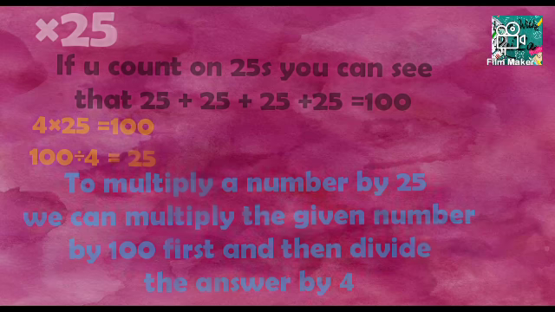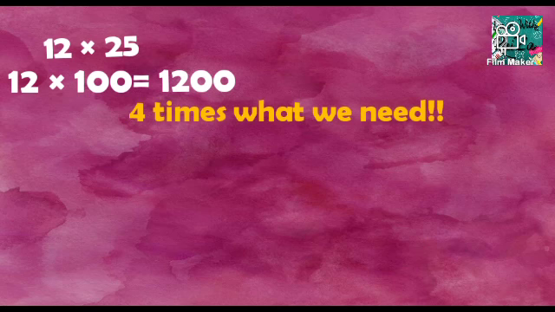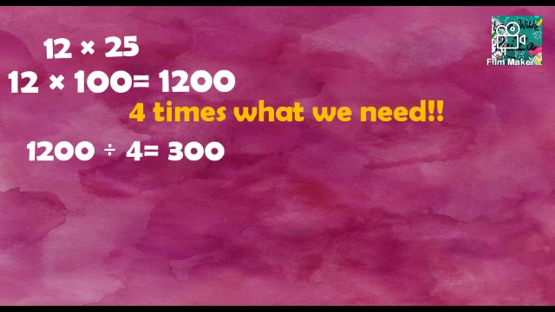So let's look at how to do it. I'm taking the example 12 by 25. They are asking us to multiply 12 by 25. As I told you, first multiply 12 by 100, because it's easy, right? Because 100 contains 2 zeros at the end. So write 12 with the 2 zeros. Answer is 1200. So remember, this is 4 times what we need. So 1200 should be divided by 4 to get the correct answer for 12 by 25. Because 12 by 100 is 4 times what we need, it should be divided by 4 to get the exact answer.